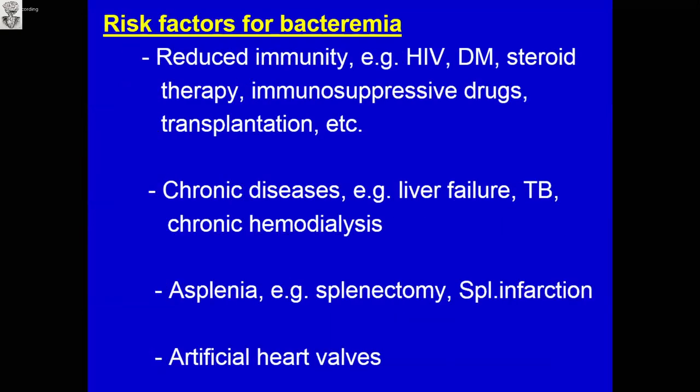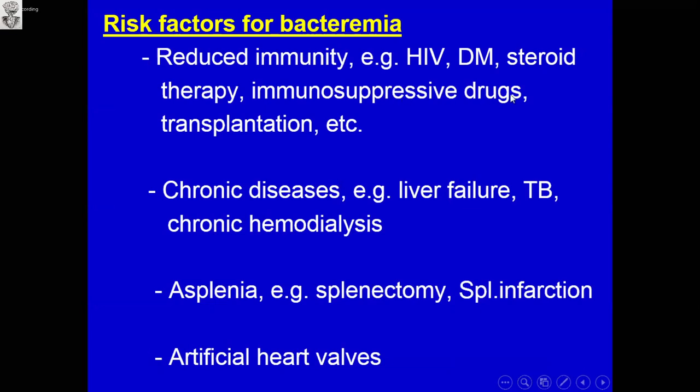What are the risk factors for bacteremia? How do we get bacteremia in certain individuals, and why? Reduced immunity. Someone with low immunity naturally gives the microorganism a good chance to spread to the blood. Like what? HIV patients, who are infected with the human immunodeficiency virus that causes AIDS. Diabetic patients, diabetes mellitus. DM means diabetes mellitus. Steroid therapy, corticosteroids, which lower immunity.